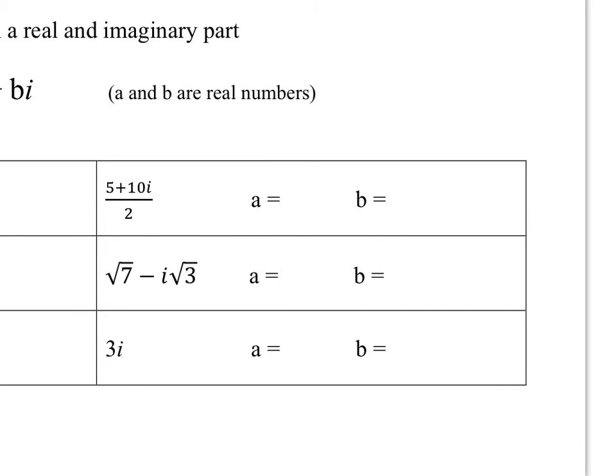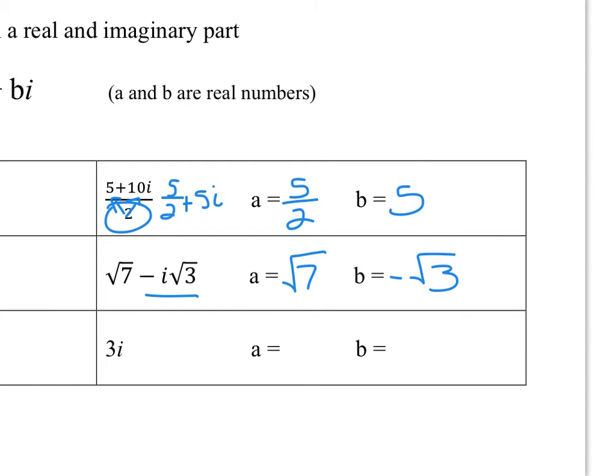Okay, this one here, a little bit trickier. This 2 is on the bottom, so the 2 goes into the 5 and the 10. So rewriting this would be 5 over 2 plus 5i. So then that tells you that a is 5 over 2, b is 5. Here a is radical 7. Here, even though it's written opposite, because that's just the way we write it, it should be negative radical 3. And here, there is no real part, because this is 0 plus 3i, so a is 0.